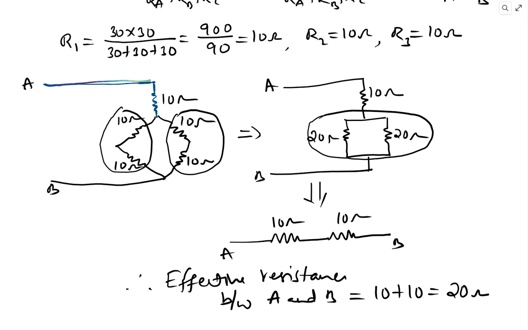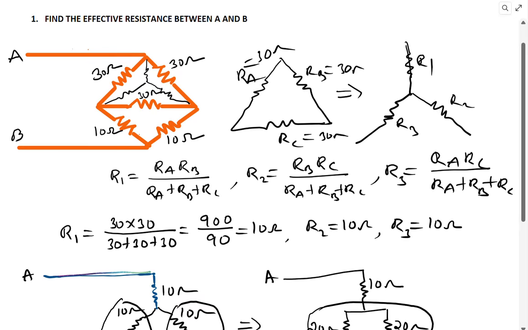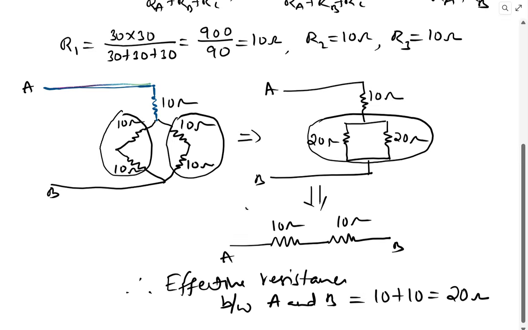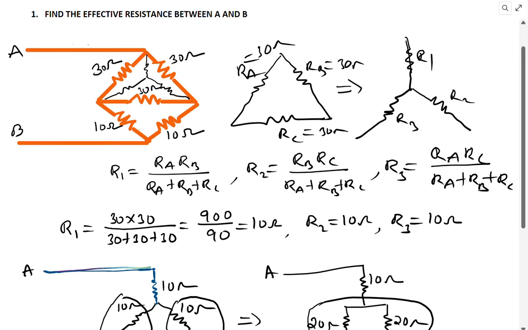Okay, so this is one of the utilizations of this delta to star conversion. You can see the given figure is like this. Now finally it is reduced to the smallest one like this, so that the problem solving becomes very easy.